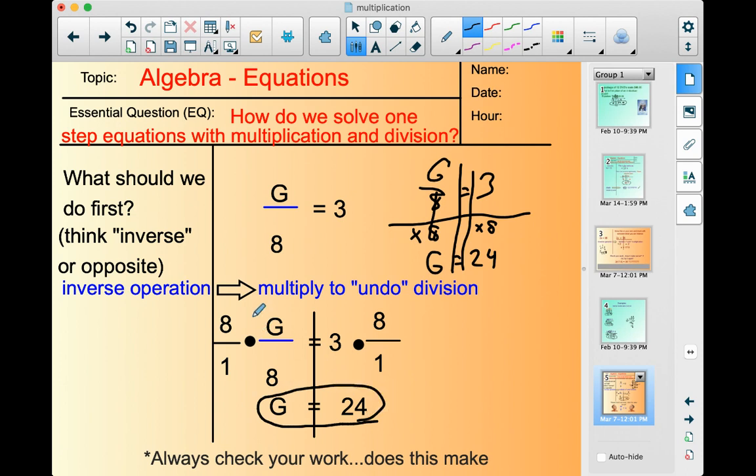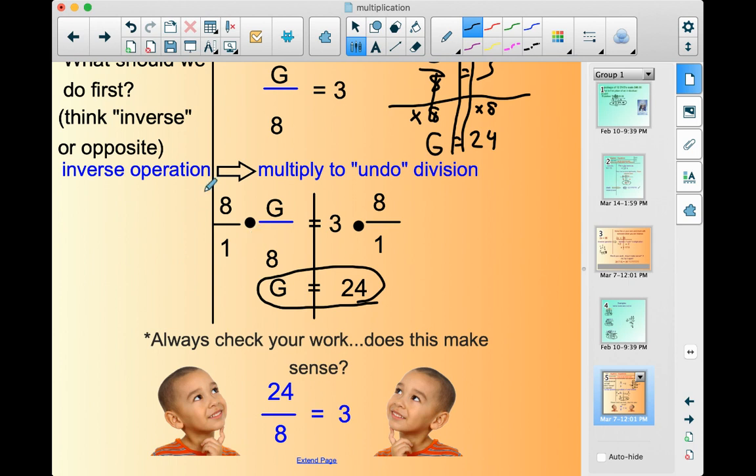Okay. It's the same kind of thing here. Here it was multiplying by 8 over 1, so you could think about that fraction multiplication idea, but not really necessary since these are whole numbers. Okay, if we check it, 24 divided by 8 is in fact 3. Okay, that should make sense.